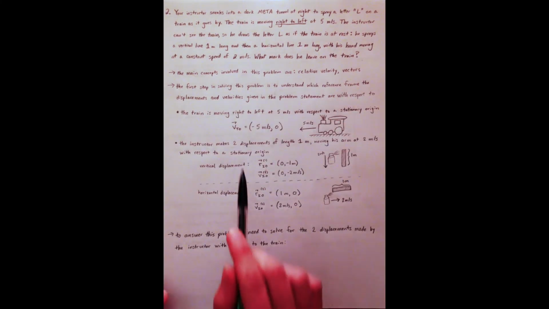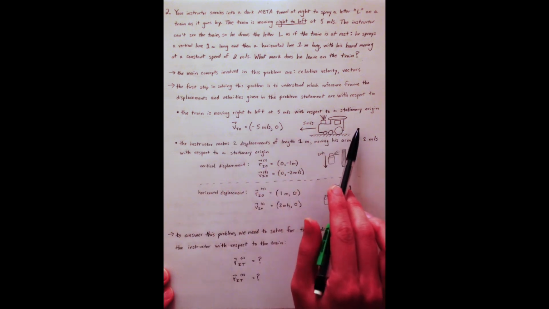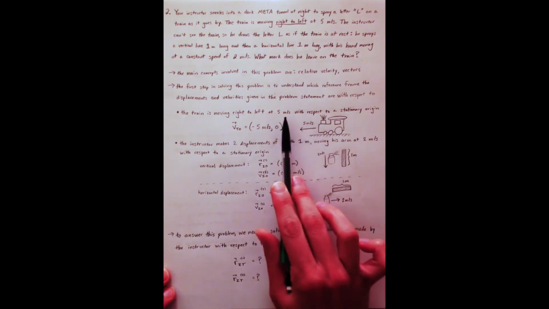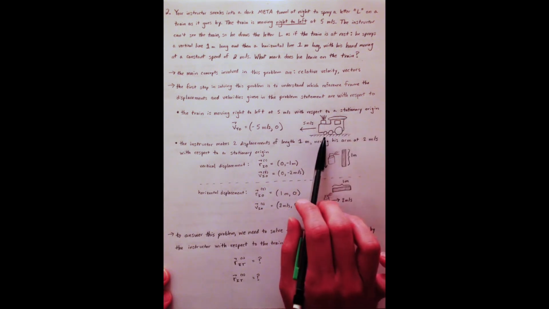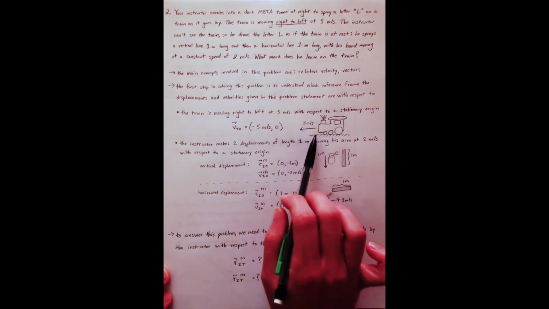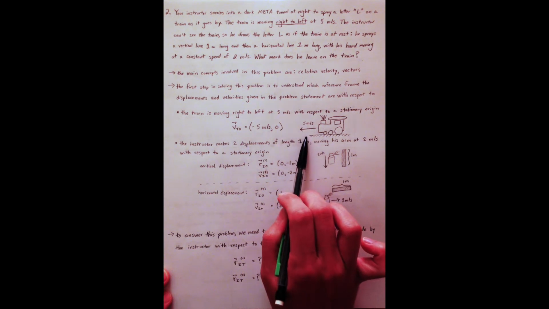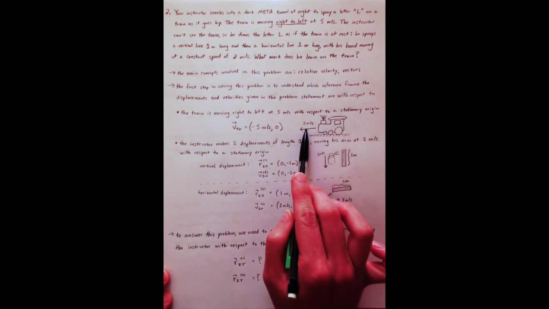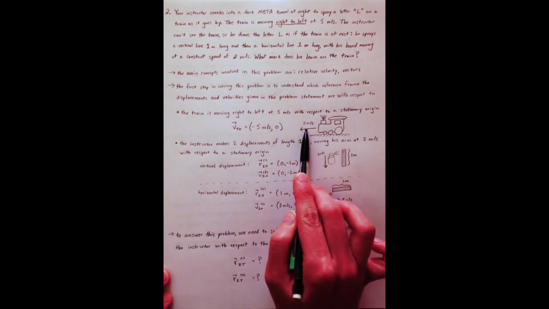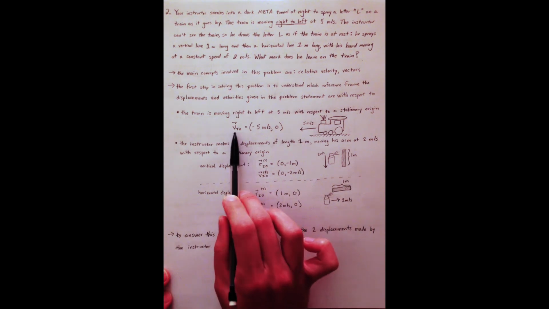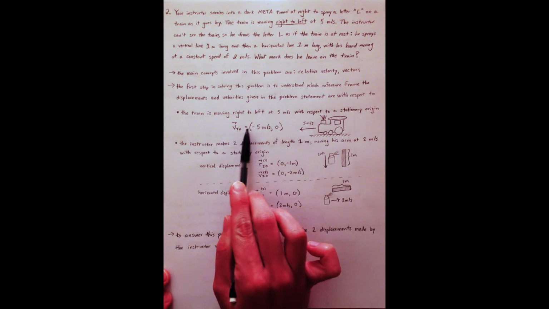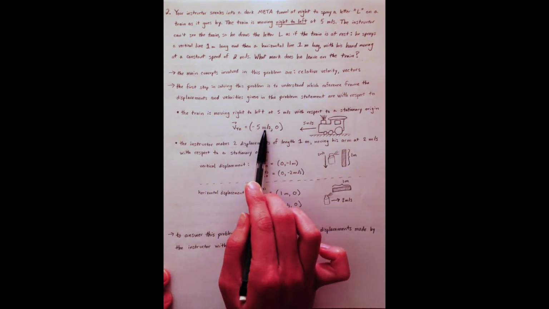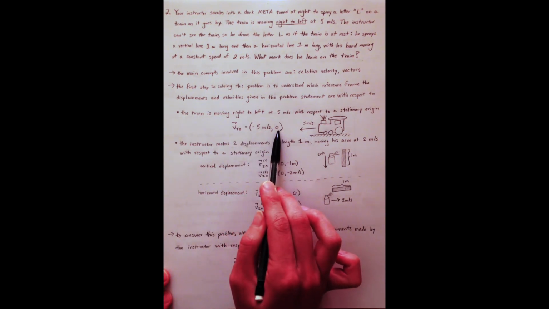We are told in the problem statement that the train is moving from right to left at a velocity of 5 meters per second with respect to a stationary origin. This means that if an observer was standing on the side of the platform, he would see the train moving at 5 meters per second. Mathematically, we write this as the velocity of the train with respect to this origin is equal to negative 5 meters per second in the x direction and 0 meters per second in the y direction.